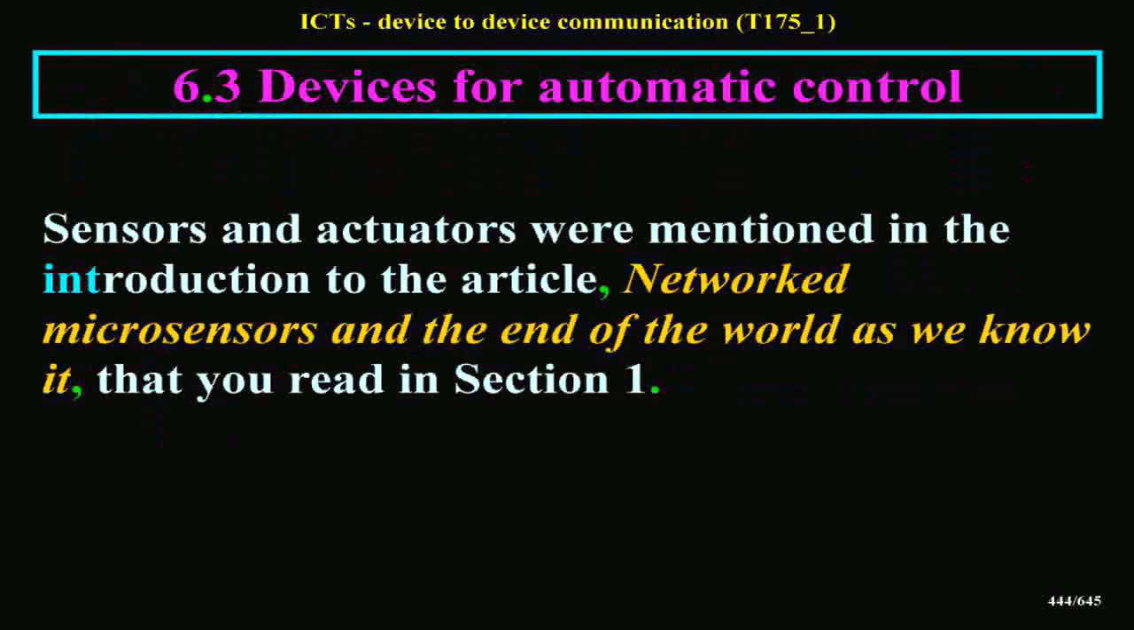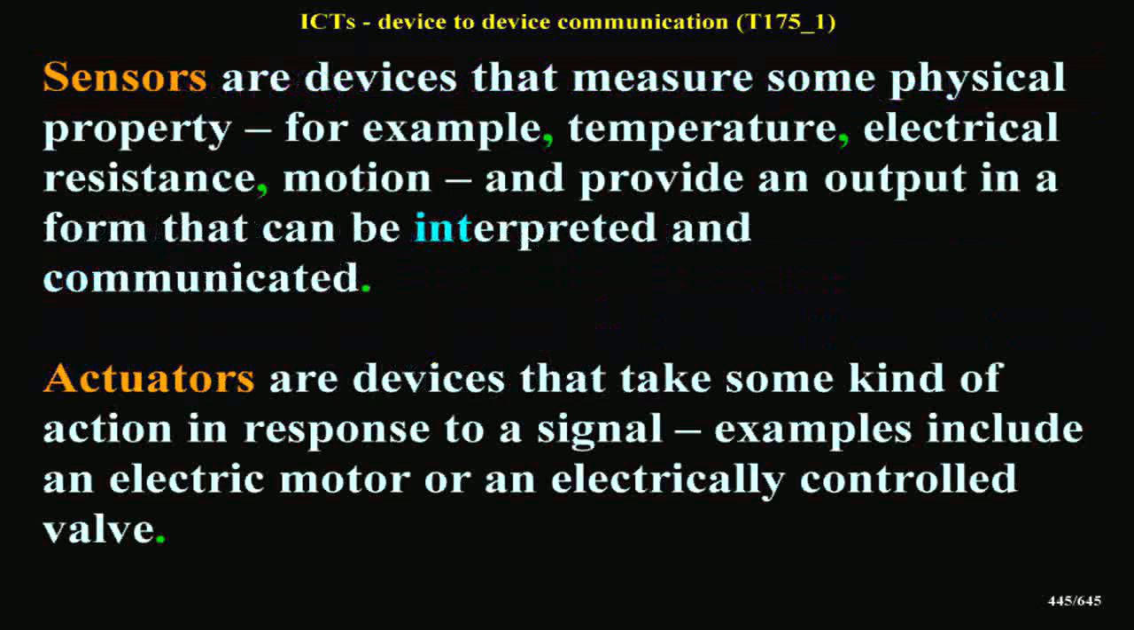Sensors and actuators were mentioned in the introduction to the article, Networked Microsensors and the End of the World as We Know It, that you read in section 1. Sensors are devices that measure some physical property, for example, temperature, electrical resistance, motion, and provide an output in a form that can be interpreted and communicated. Actuators are devices that take some kind of action in response to a signal. Examples include an electric motor or an electrically controlled valve.